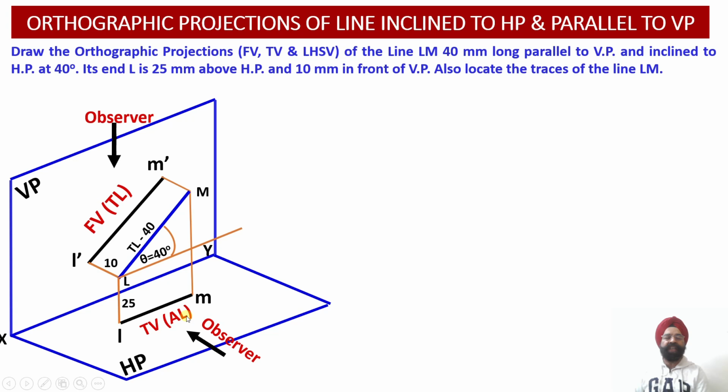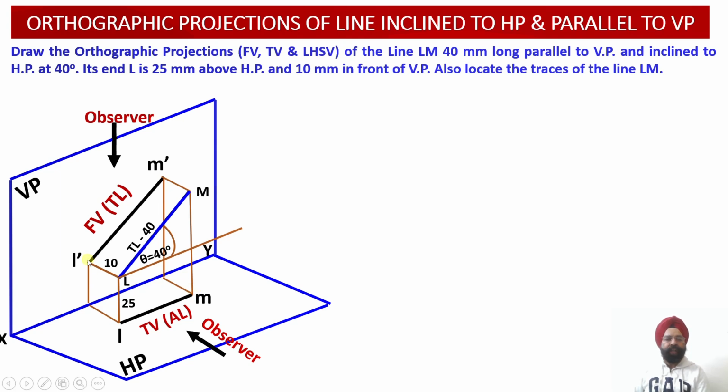So apparent length projections are basically the foreshortened projections of a line which happens to be inclined to that particular reference plane. Having obtained the true length projections of the line in the front view, and the foreshortened or apparent length projections of this particular line LM in the top view, now we have to establish the relationship between the front view projections and the top view projections by drawing these two construction lines over here.